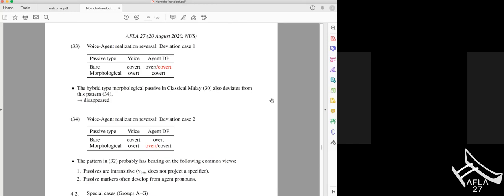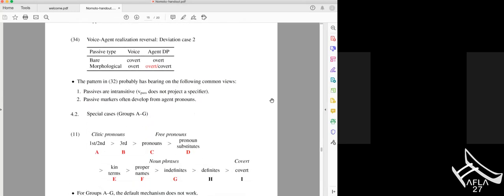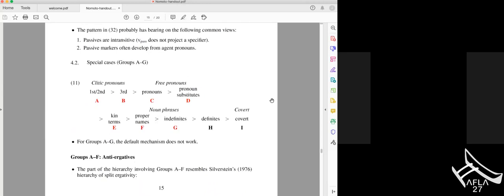And the pattern in 32 probably has bearing on the following common views. First, passives are intransitive, or little v passive doesn't project a specifier. Second, passive markers often develop from agent pronouns. Now let's look at the special cases.